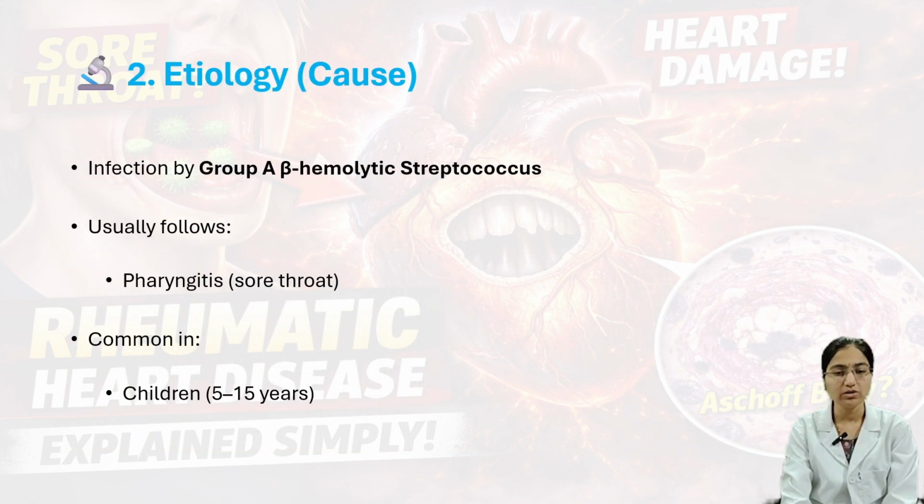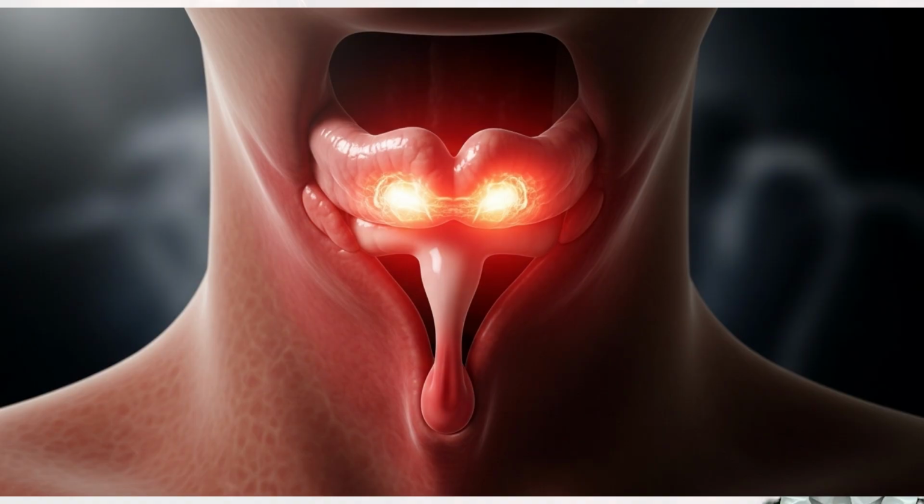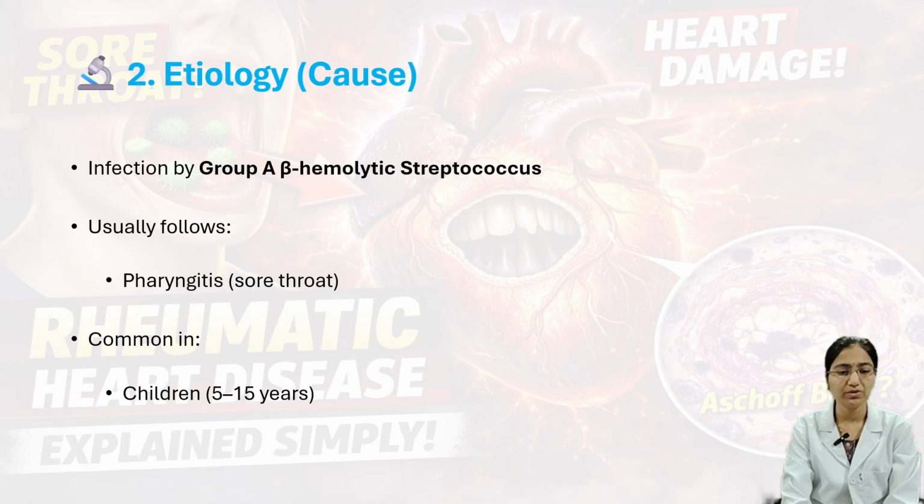Here we'll see the cause for this. Infection by Group A beta hemolytic streptococcus usually follows pharyngitis, that is sore throat. Here we can see inflammation or infection of the pharynx, and it is commonly seen in children, that is between 5 to 15 years.